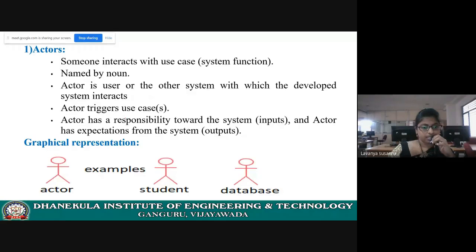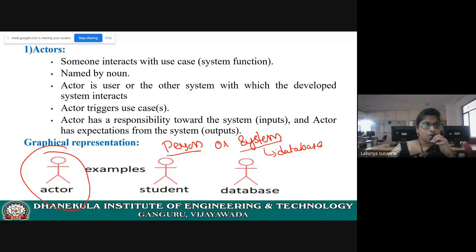Example. First let us see the graphical representation. An actor is represented using this symbol. An actor may be a person or some other system. An actor may be a person who is interacting with the system. The system you are developing will also interact with other systems, and those systems can also be taken as actors, such as a database or something like that. I hope you understand.